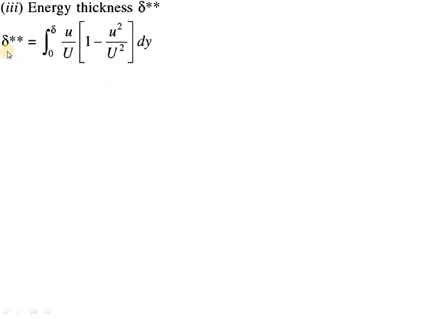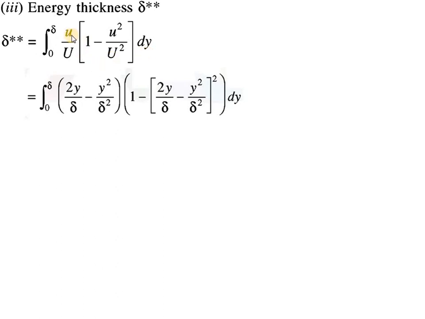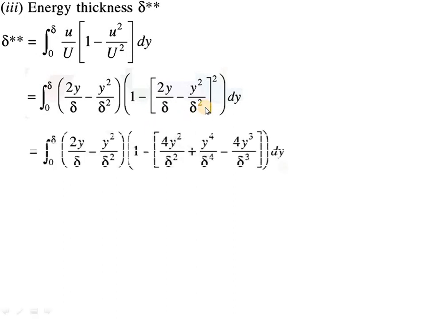Energy thickness, as we know, is given as delta double star is equal to the integral from 0 to delta of the term u upon capital U into the bracket 1 minus small u square upon capital U square, with respect to y. So firstly, we will only replace the value of small u upon capital U inside the bracket and small u square upon capital U square. We will perform this operation in the next step. So this is only the value replacement. Now remember, this will be a total bracket square. So firstly, we will expand this bracket, then reduce the terms, provide them with appropriate signs, and then only we will proceed with multiplication and then with the integration.